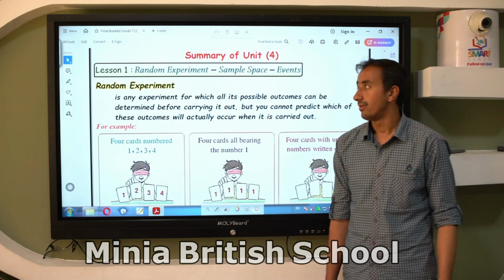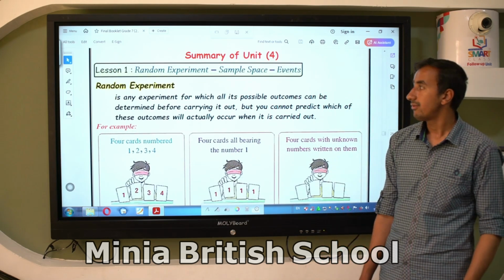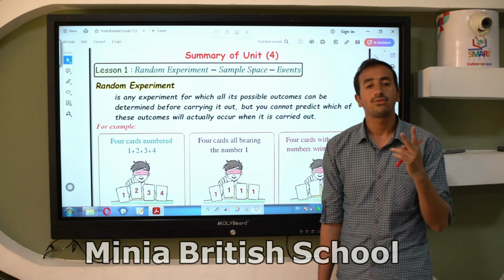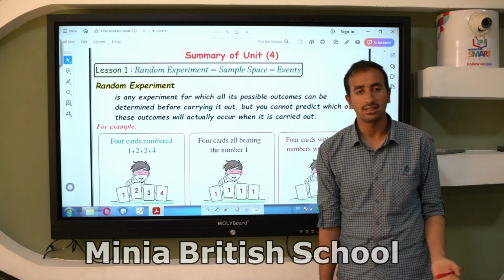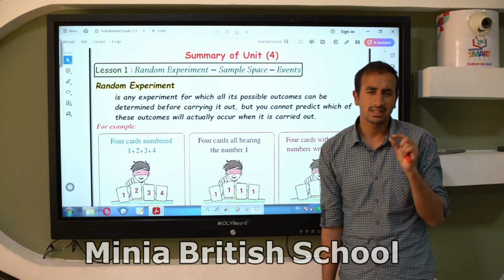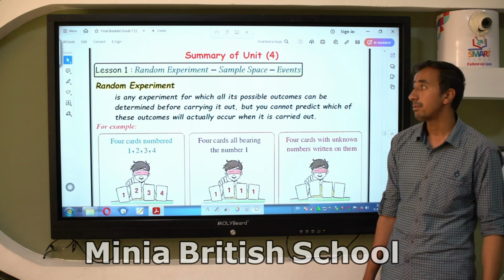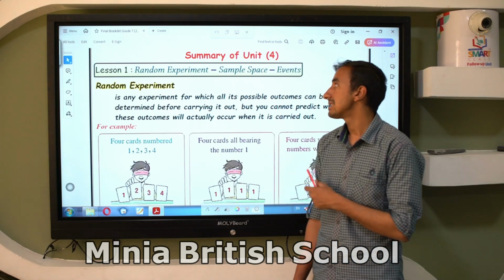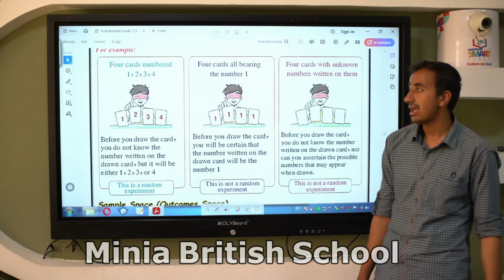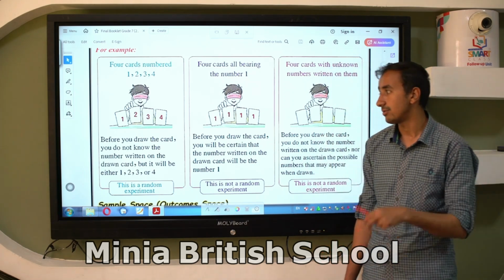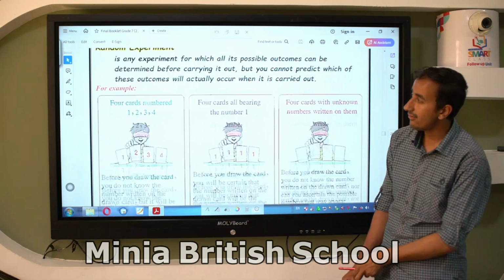Now the summary of unit 4. We have 2 lessons for unit 4. It's called probability. It's a small branch of the statistics. In probability, we have random experiment, sample space and events.